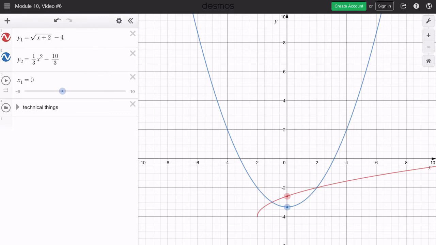This is telling us that the square root of x plus 2 minus 4 for this x value is greater than 1/3 x squared minus 10/3 for this particular x value of 0. And it stays that way until we get to the next intersection point, at 2, -2, the other point of intersection we identified earlier in part A and B. And from that x value on to the right, from 2 to 3 to 4, forever on to the right all the way towards infinity, the red points will stay below the blue points, meaning that the y values from the square root will be less than the y values from the x squared.